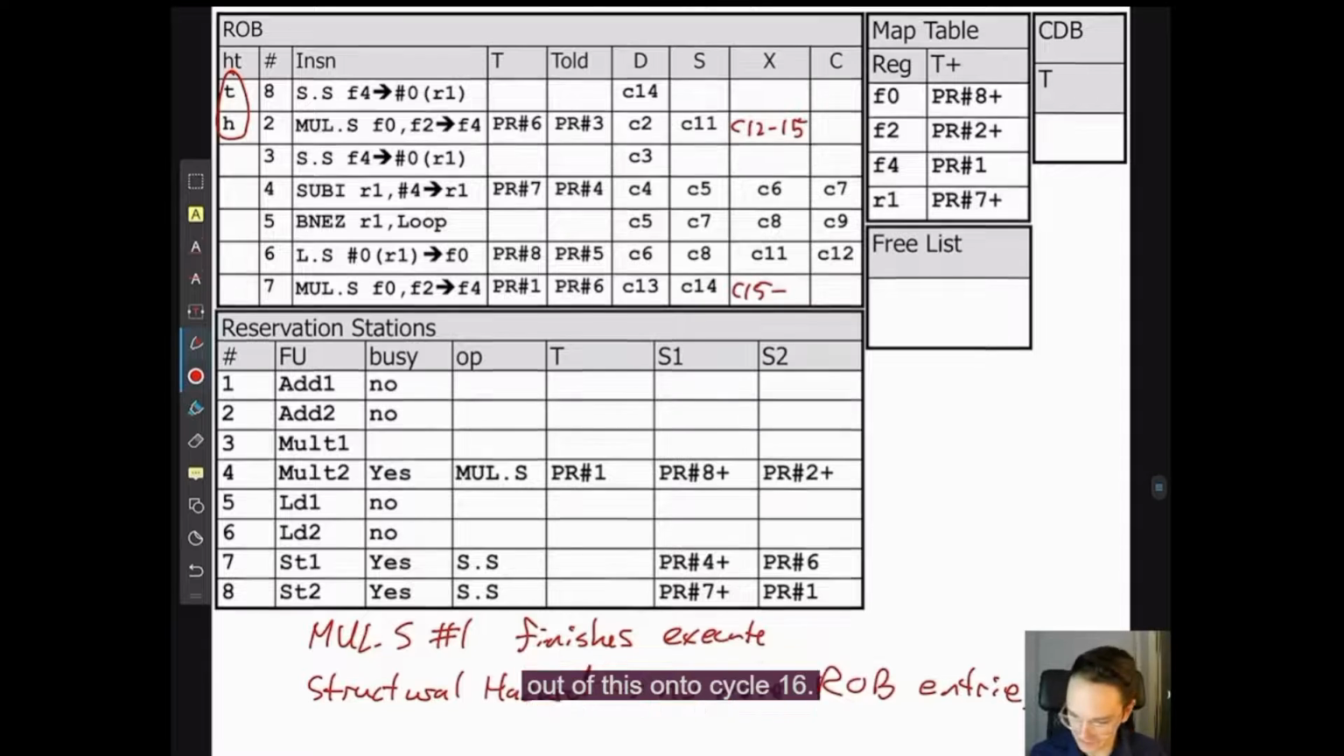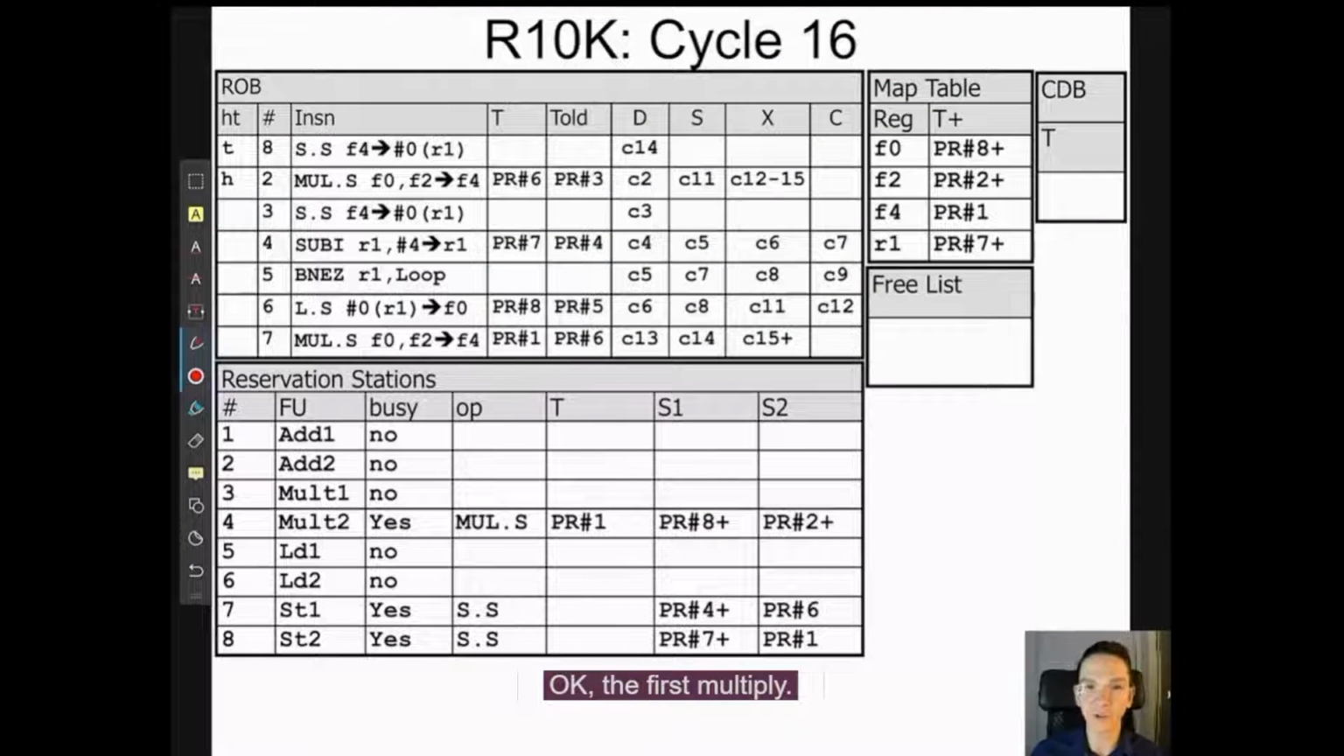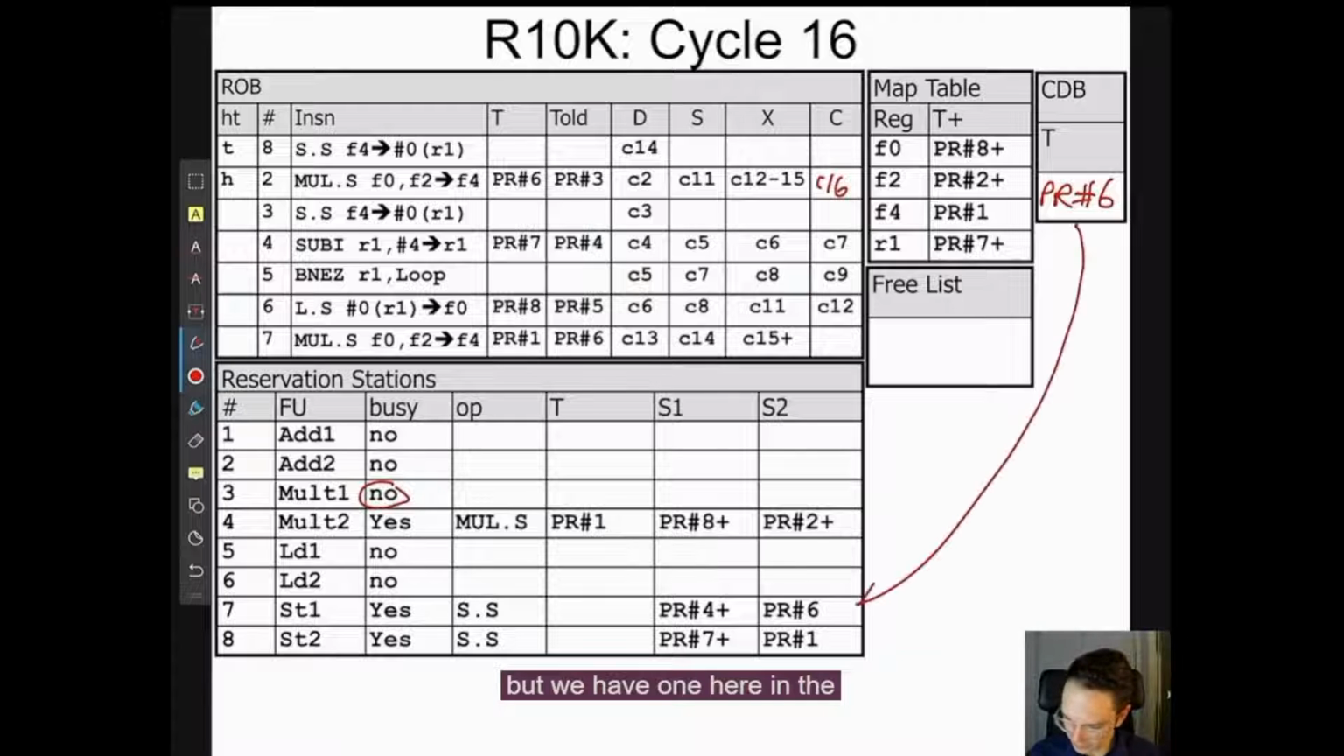On to cycle 16. Okay, the first multiply is in the complete stage now. And note, I forgot to deallocate the multiply reservation station entry in the last cycle. Now by the end of the execute stage, we latched the output tag of the multiply to be broadcast over the CDB. So we're now broadcasting the output tag of that multiply, and of course writing back the new value to physical register number 6. We have no tag matches in the map table, but we have one here in the reservation station entry, so we set its ready bit. And that is it for the complete stage.